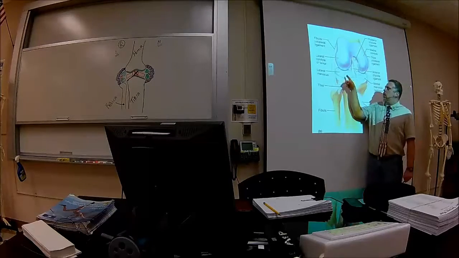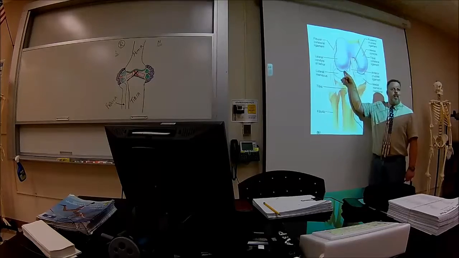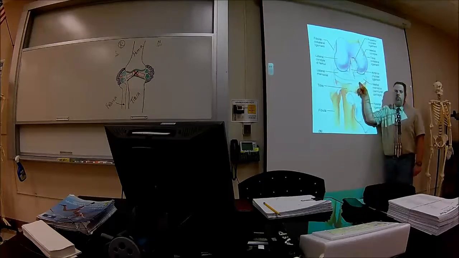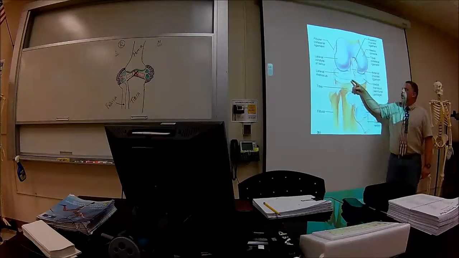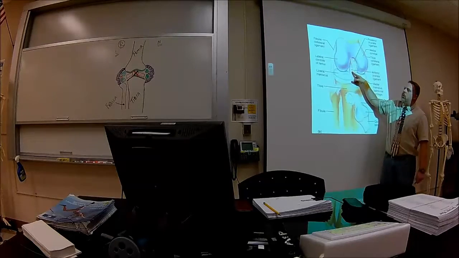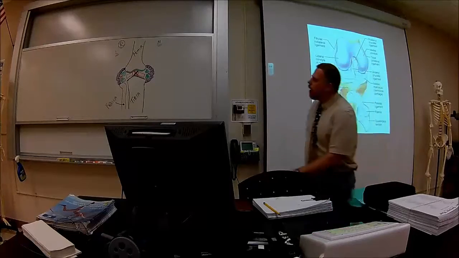All right? There's where the meniscus is. We have a lateral meniscus. We have a medial meniscus. And like I said, it's more like a C-shaped pad. We also have the anterior, I kind of drew it wrong. It should be that way.